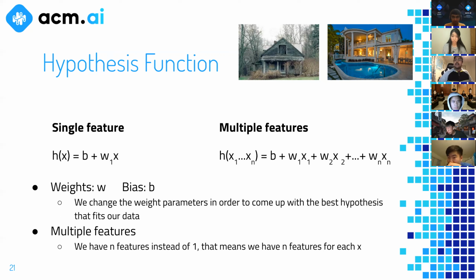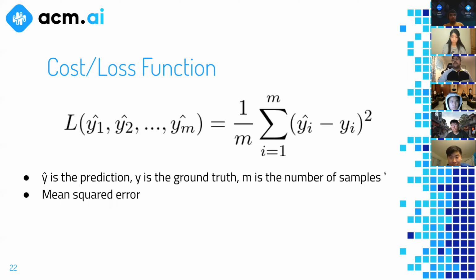So there arises a need for multiple features. We have a hypothesis function which takes in many features, x1 to xn. We still have the bias plus w1 x1 plus w2 x2 plus so on. Maybe you recognize this because it's similar to mx plus b from our algebra classes. We weight all these features to generate a function based on which features the model thinks are most determinative of the home price. And that's the hypothesis function. Another useful thing I forgot to mention is that the function is linear, hence the name linear regression.